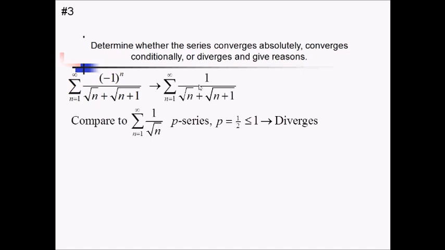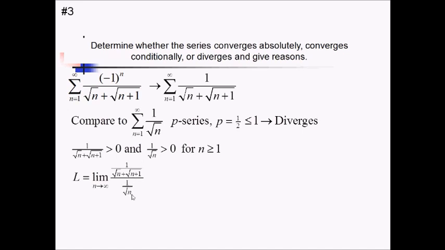So let me verify these are both positive series. This first one is definitely positive for any n value greater than or equal to 1. Same thing with my comparison series. So both positive for n greater than or equal to 1, so I can use limit comparison. Let me set up a limit then. I'm going to let L equal the limit as n approaches infinity of my original over my comparison series, so over 1 over radical n. Same change flipping this thing. I've got radical n over root n plus 1.